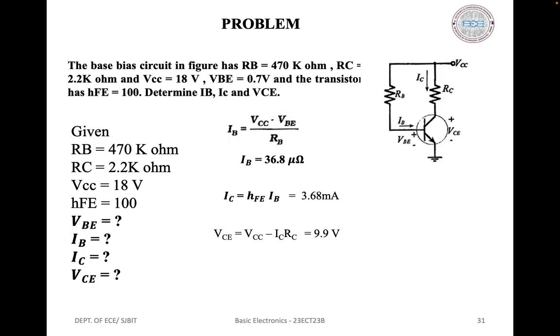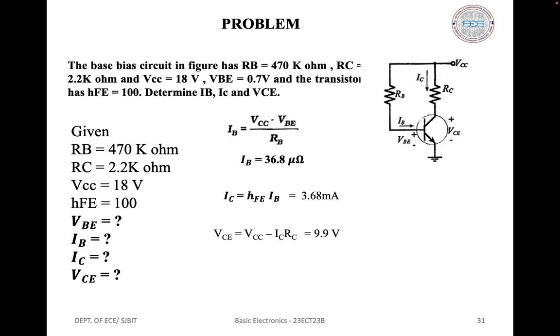So this is the problem. The base bias circuit in the figure, the circuit diagram is given. RB value is given as 470 kilo ohm. RC value is given as 2.2 kilo ohm. And VCC is equal to 18 volts. VBE is equal to 0.7 volts. And the transistor has HFE equal to 100. To determine IB, IC and VCE, first we note down all the given values.